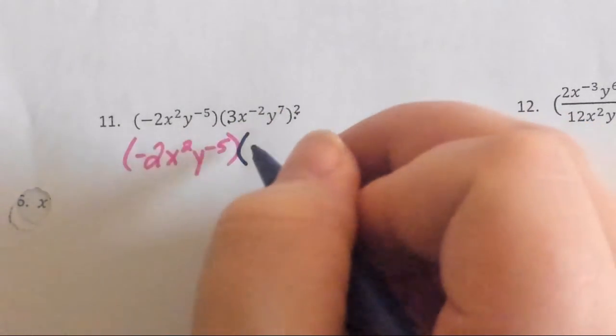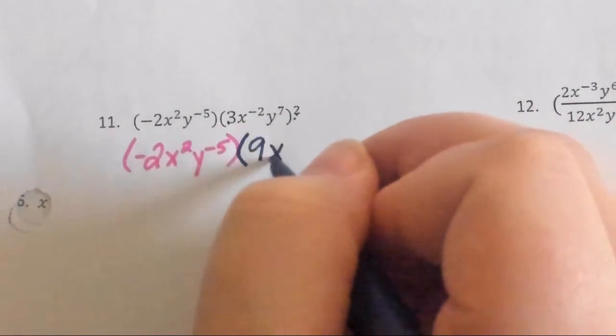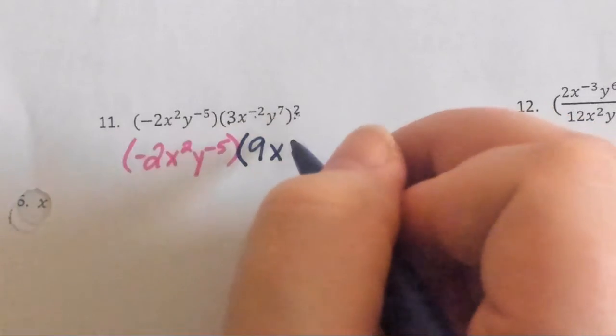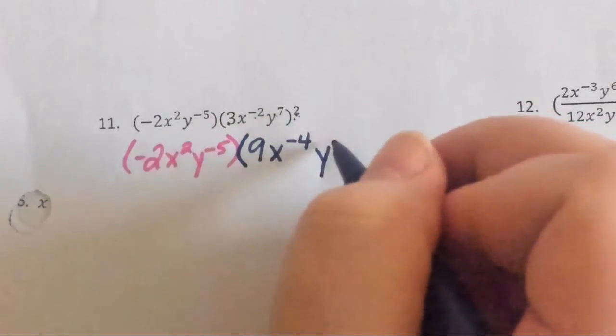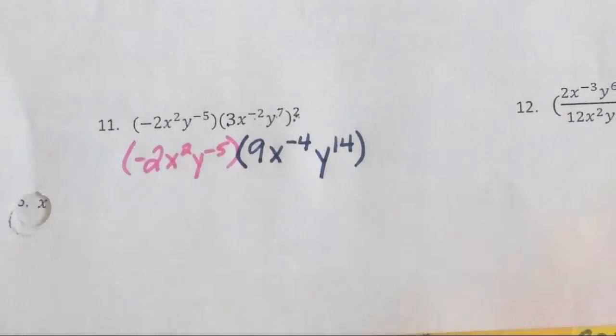So 3 to the second power is 9. X, negative 2 times 2 is negative 4. Y, 7 times 2 is 14. Are there any issues with the blue? Okay, so now what am I supposed to do? What's the next step?